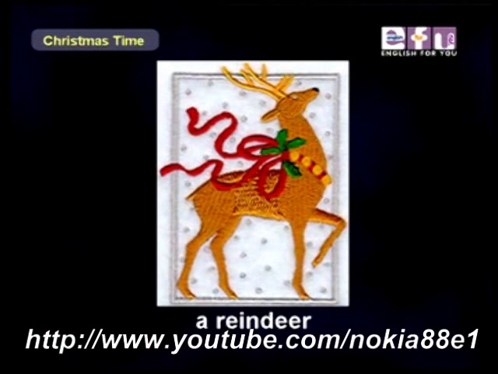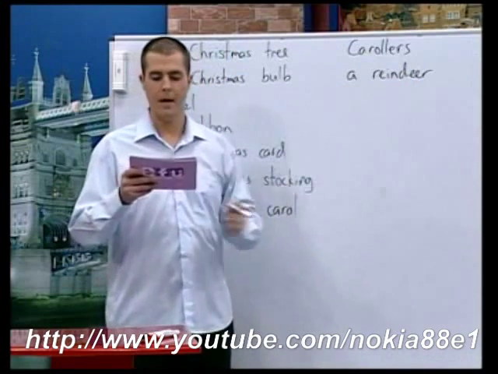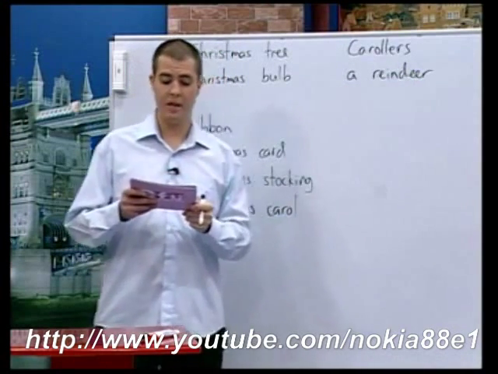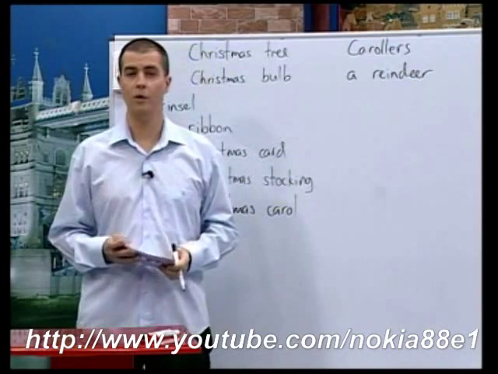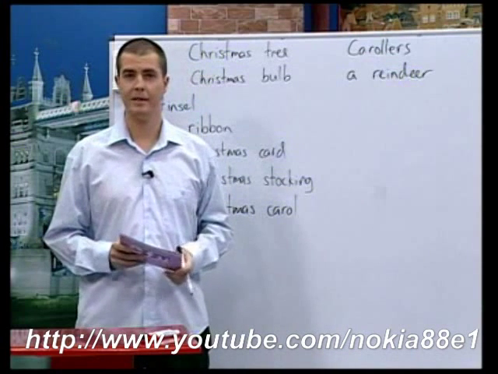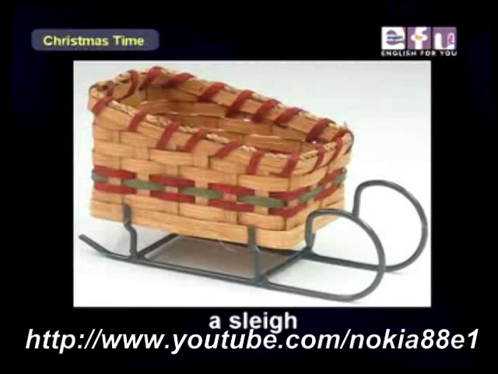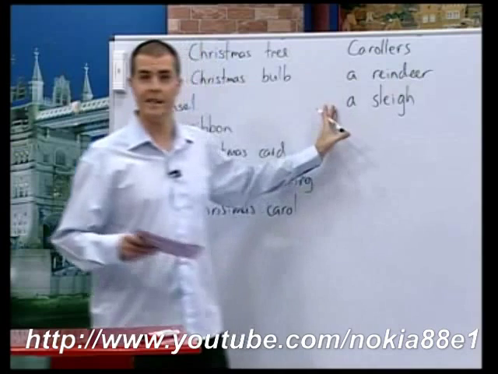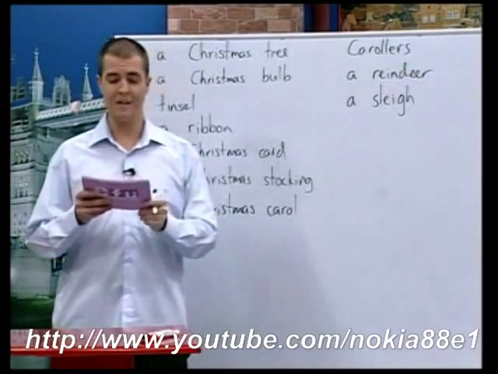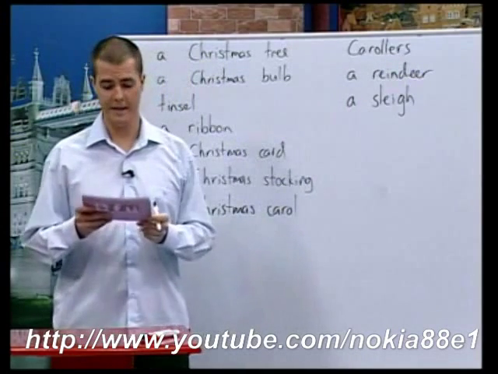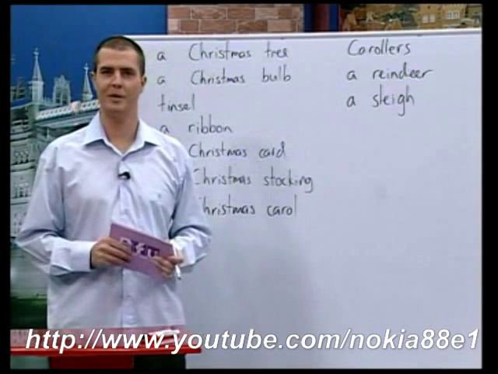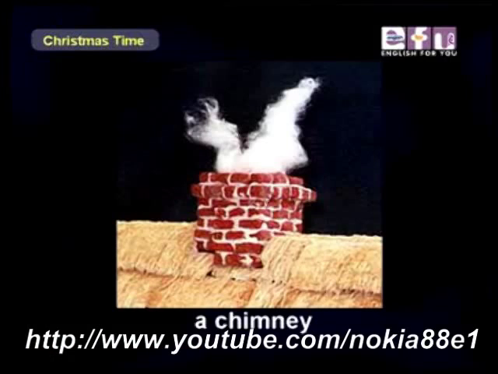A reindeer. A reindeer is a large deer with big, wide horns, and it's used by Santa to pull a sleigh. And what's a sleigh? This is a sleigh. A sleigh is a large vehicle pulled by reindeer, and it's used for transporting presents at Christmas time.